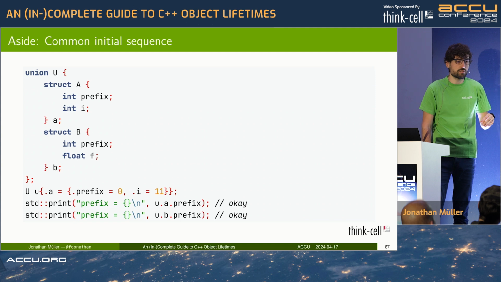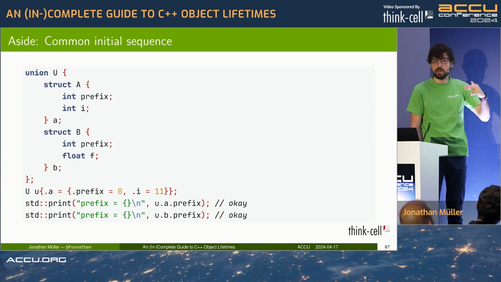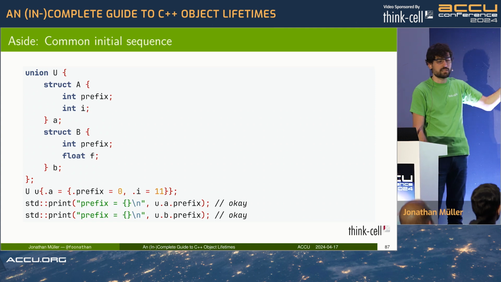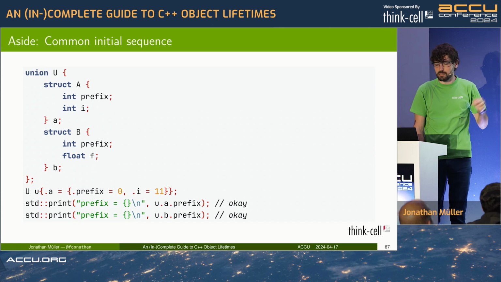So for example, when you have a tag union, you can put the tag inside each struct variant as the first thing, and then you can access it directly and save a bit of alignment in some situations.